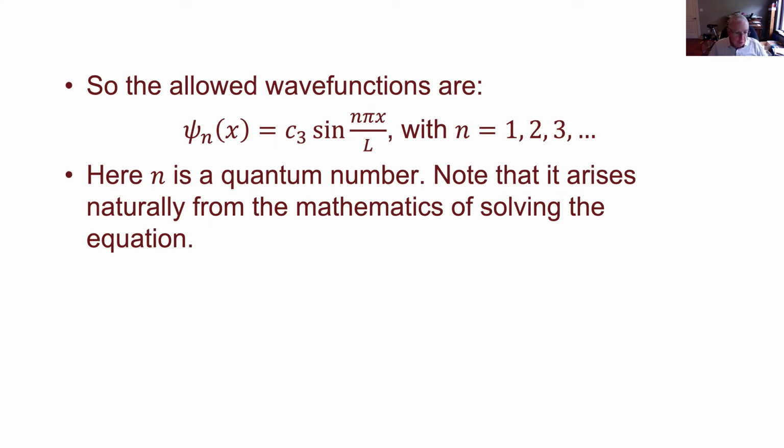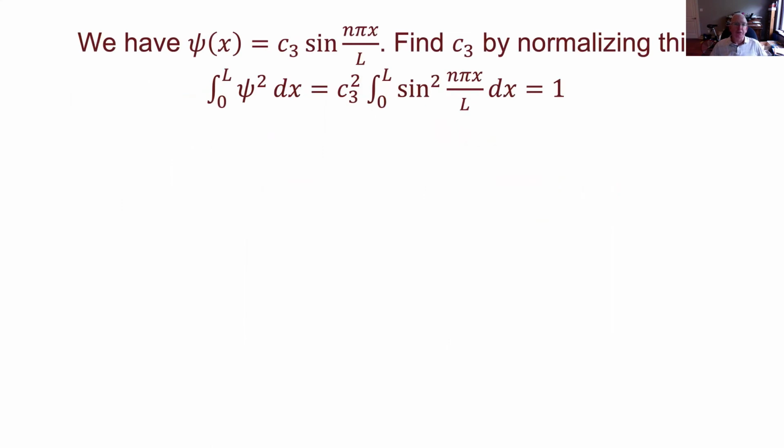Okay, so suppose we want to go about finding that normalization constant. If I want to do that, I need to make sure that the integral of psi squared across all the possible x values goes to 1. That's what it means to normalize my wave function. So here is psi, it's C3 times sine of the piece we just had.